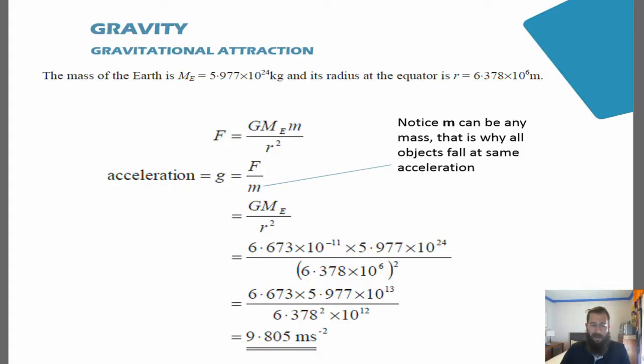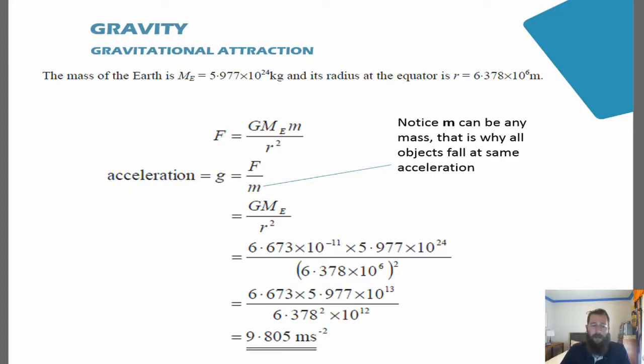And you can see it actually doesn't depend on the mass of the object itself, because that little m disappeared. It's not in the formula. So the acceleration of the object on Earth is actually just due to the distance the object is away from the center of the Earth and the mass of the Earth itself.